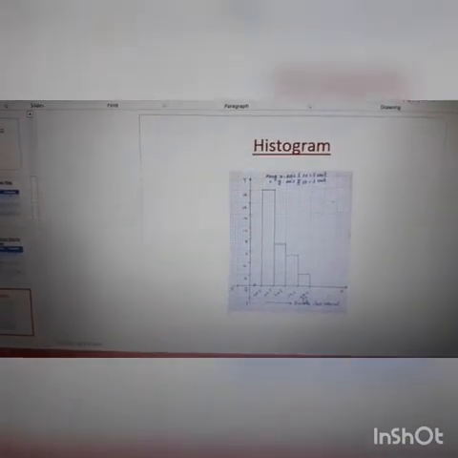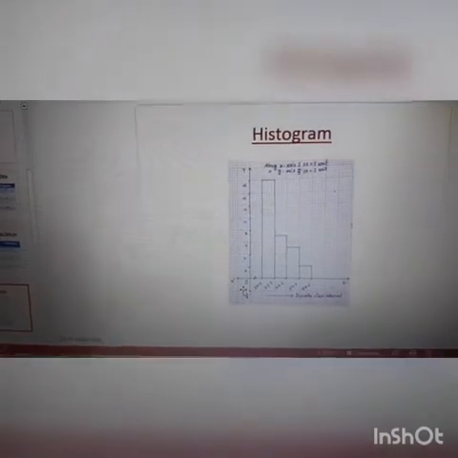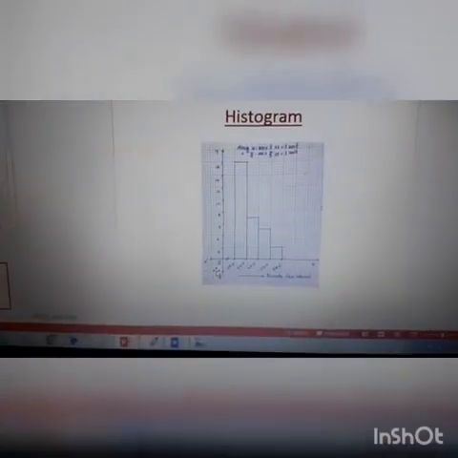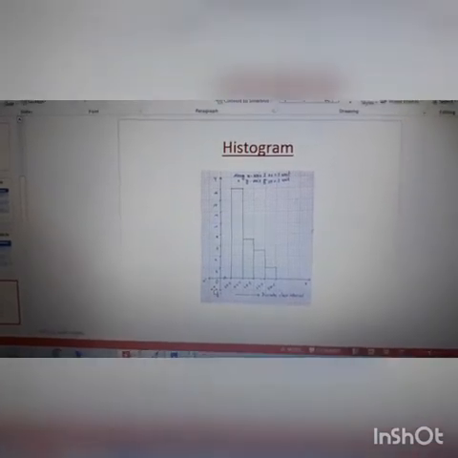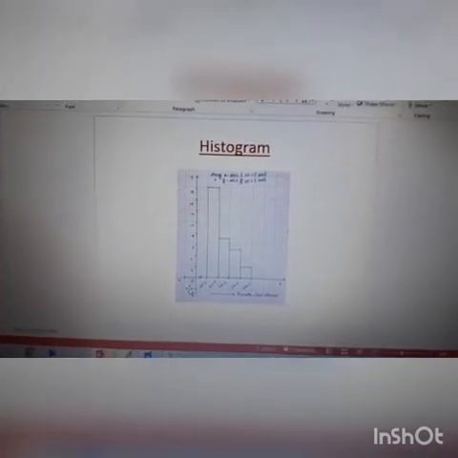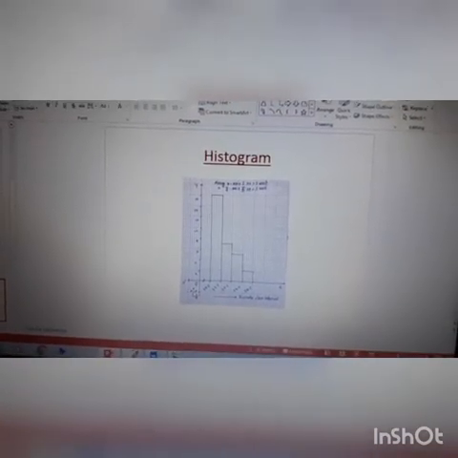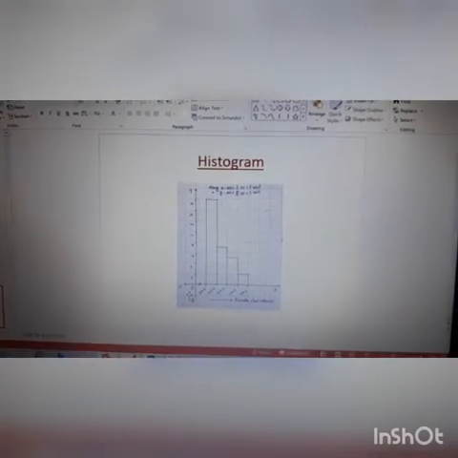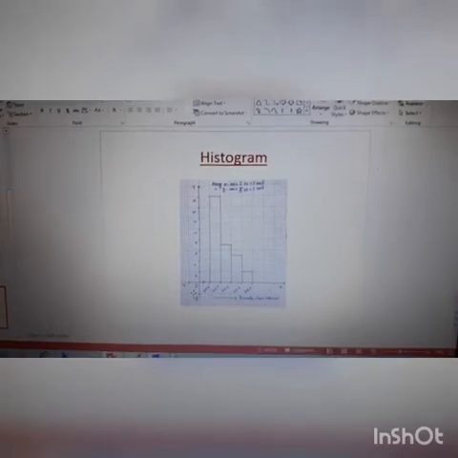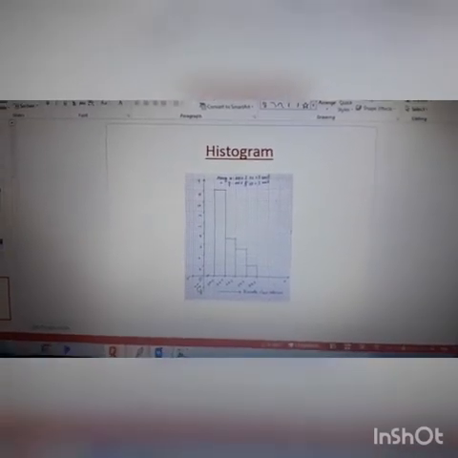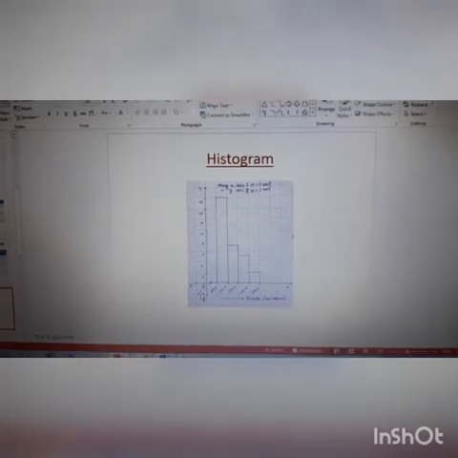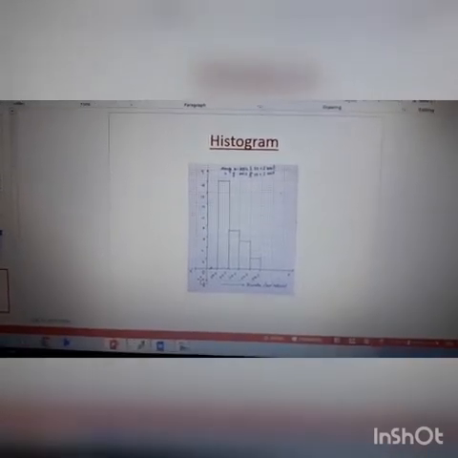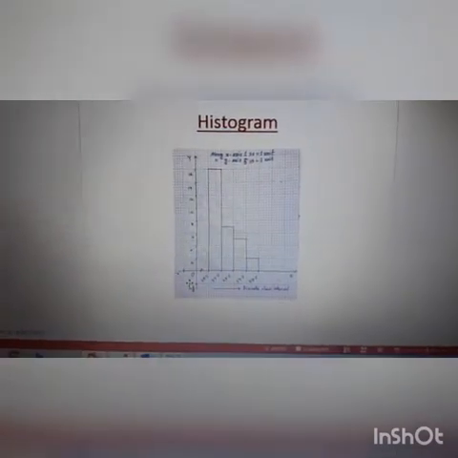First, we have to draw the x axis and y axis, and the two axes must intersect each other at a point known as the origin, which is denoted by O. So, this is the system to draw a histogram. Along the x axis we represent the class intervals, and along the y axis we represent the frequency. So, against the classes, if we represent the frequency, we get this type of diagram. This diagram is known as a histogram.